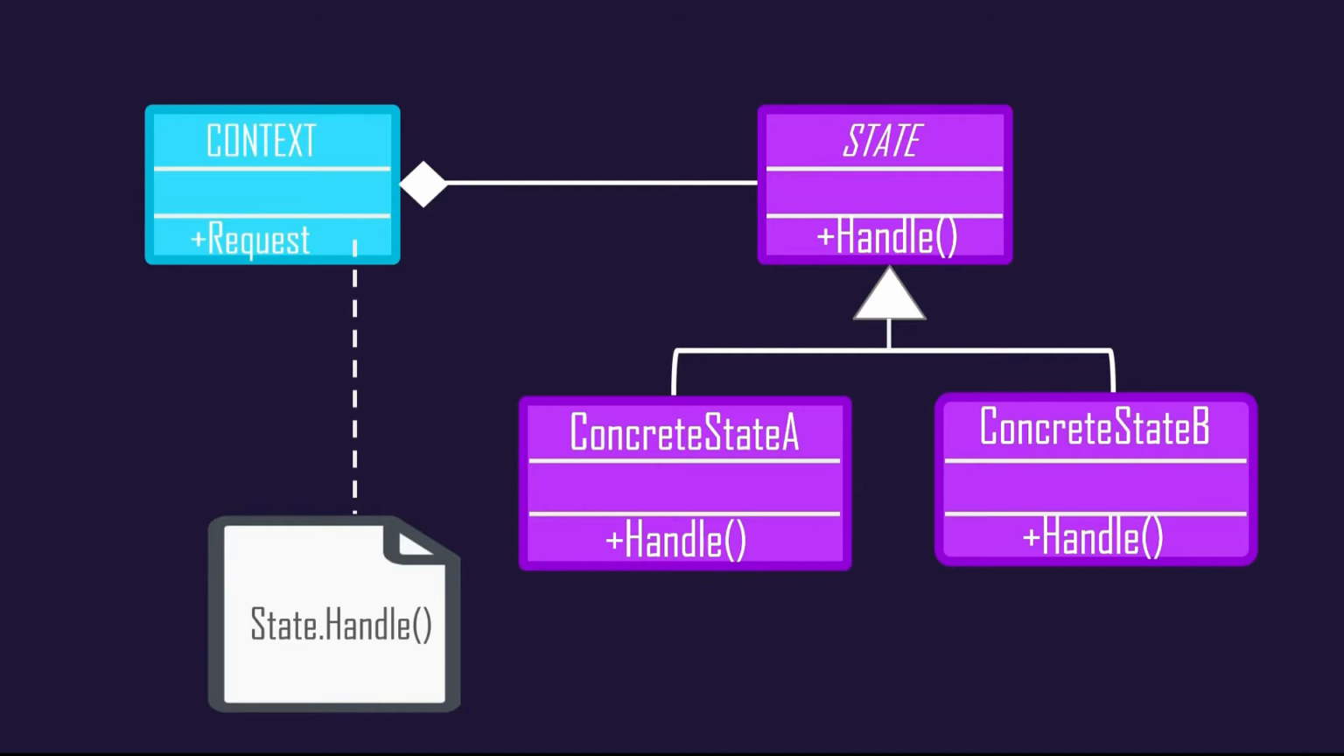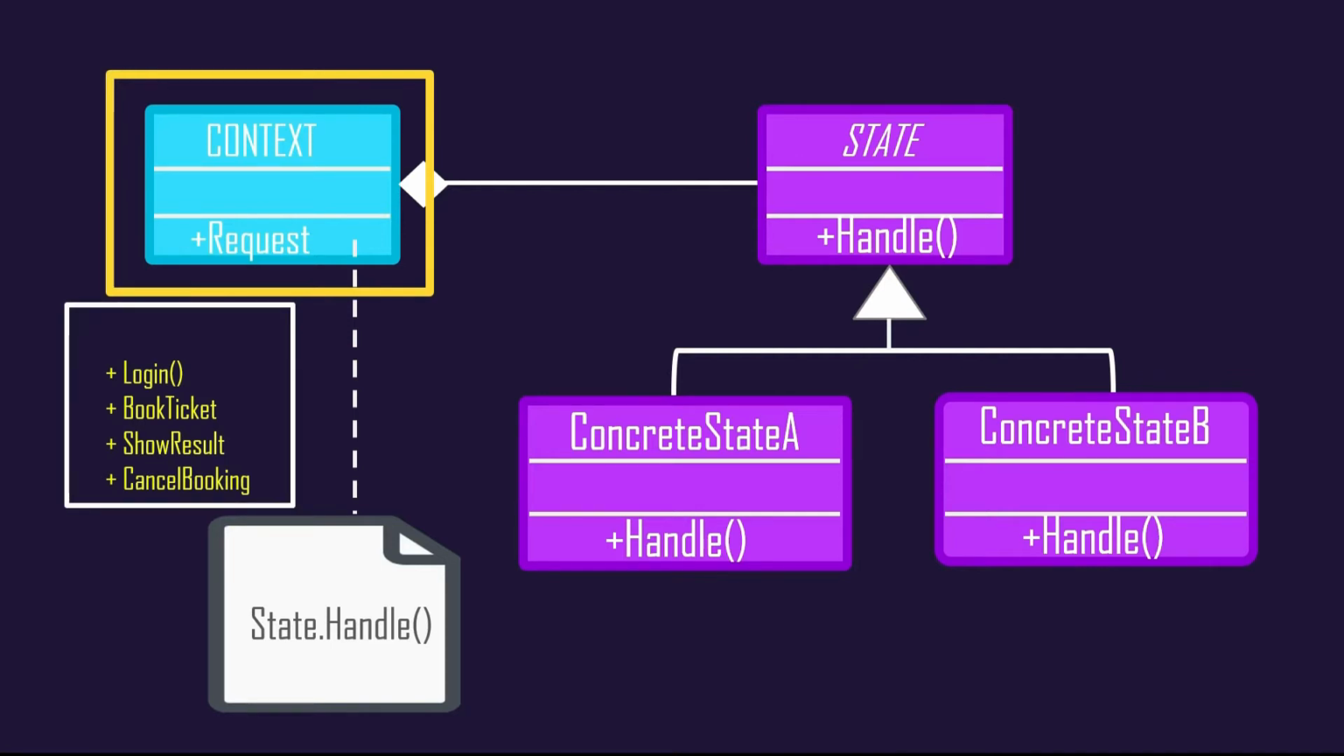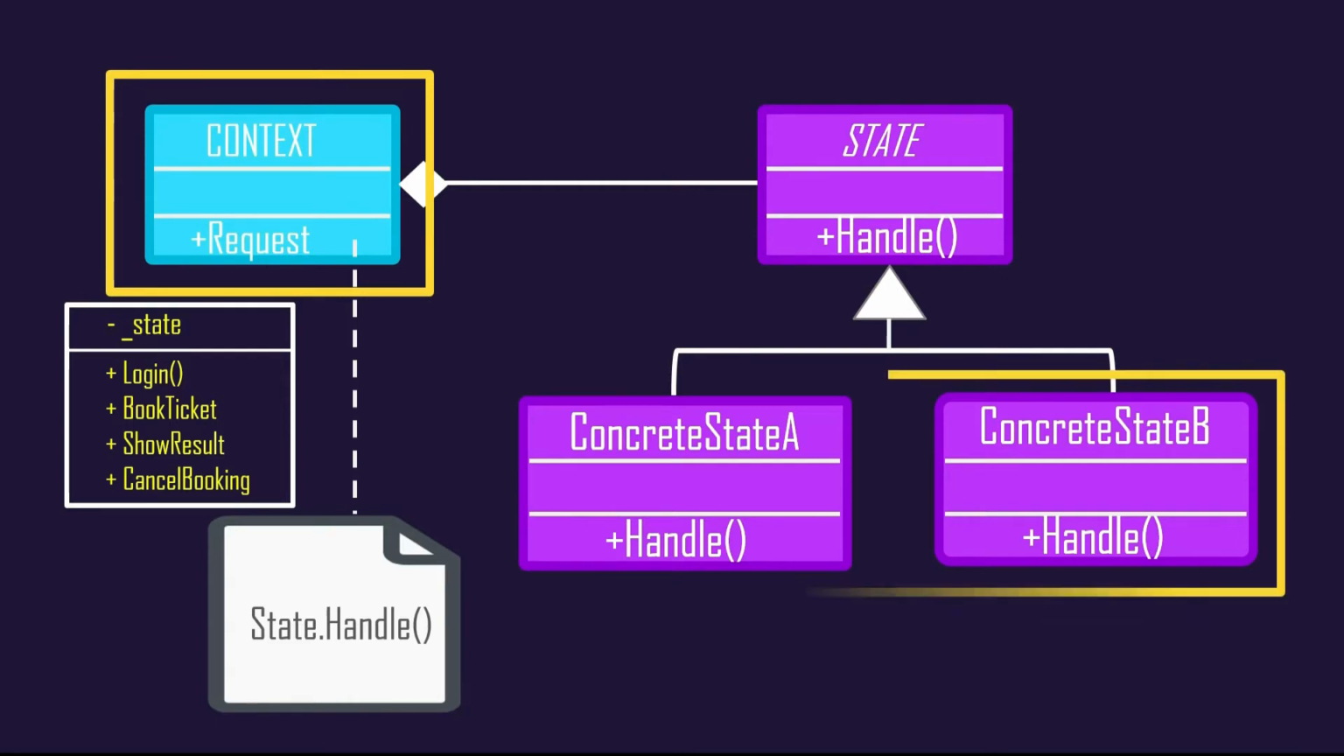The state design pattern has three main components. First is context. Context is the thing that can have states, or we can say it provides a means for changing the state. This class is exposed to the client and has public methods which are called by the client. In our movie ticket booking scenario, it could be login, book ticket, show result, cancel booking, or even logout. The class also has a private field to track the current state of the context. This field will be updated by the concrete state class that we will discuss in a while.